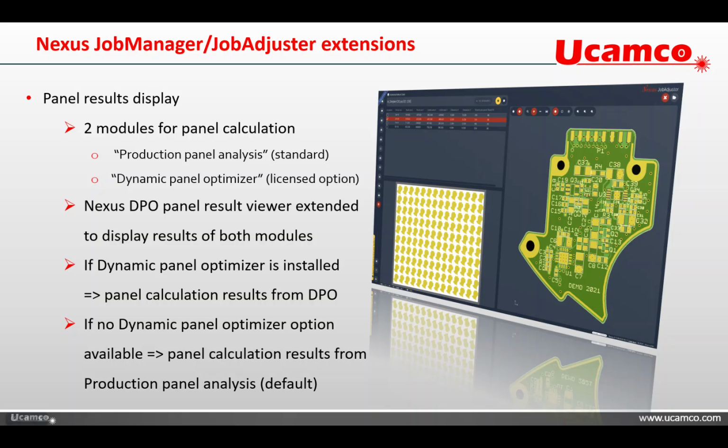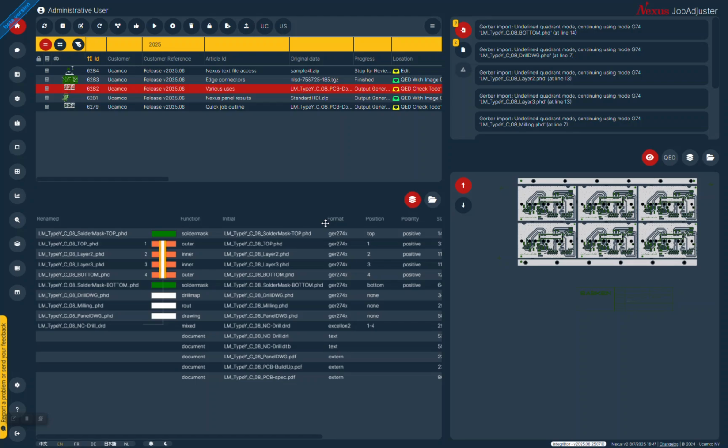there are two types of panel calculation modules in Integr8tor. One is called production panel analysis, and it's basically standard. Everybody has it. It's included in the basic package. And then there is dynamic panel optimizer, which is a licensed option. We have extended our Nexus panel results viewer, which is basically the one here.